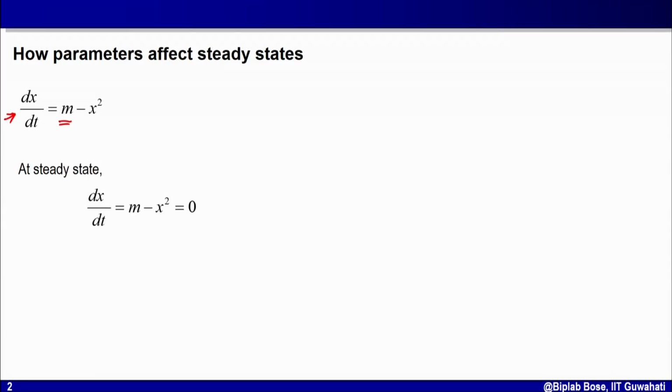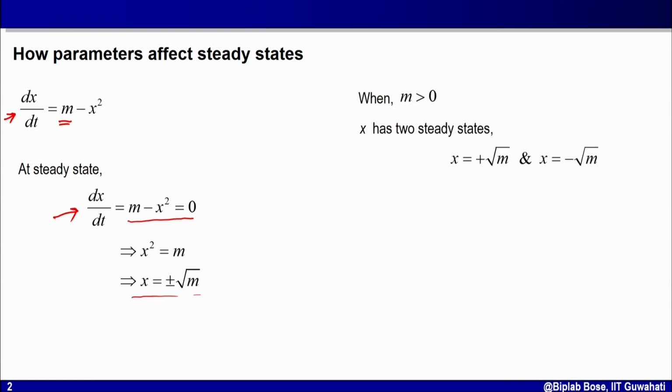So let us start the steady state analysis for this ODE. We know for steady state the derivative should be equal to 0, that is dx/dt equals 0, that means m minus x squared is equal to 0. So let me separate out x and m. I take x on the left hand side, I get x squared equals m. That means my steady state solutions are x equals plus minus square root of m. So I have two steady state values, x equals plus minus square root of m.